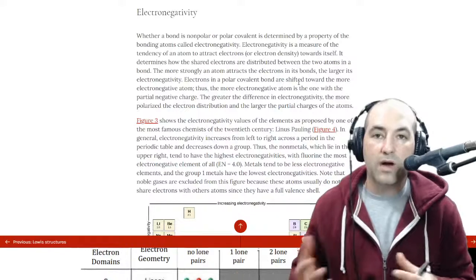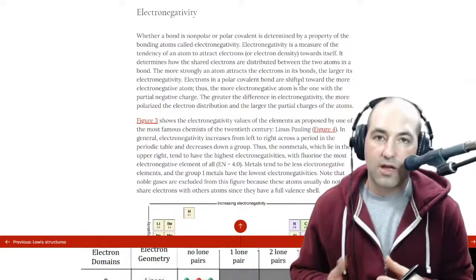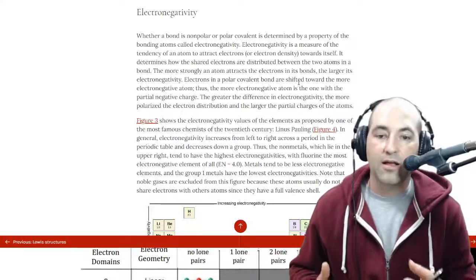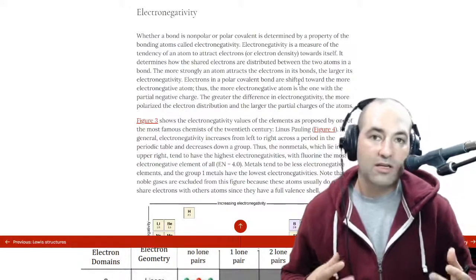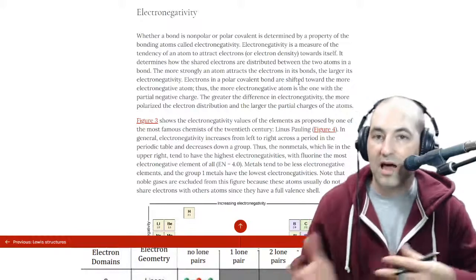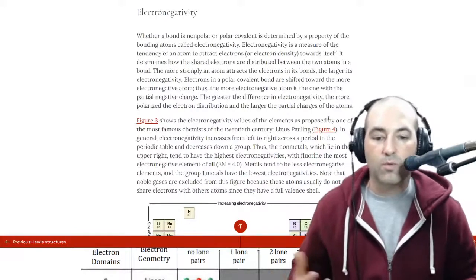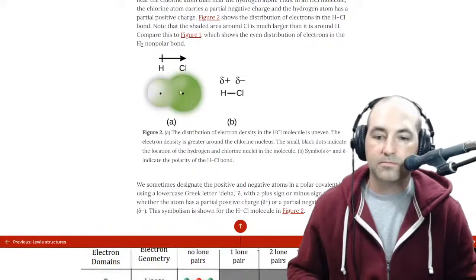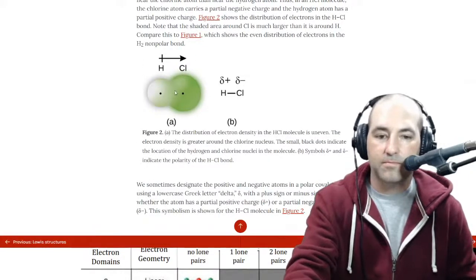So when 2 atoms are bonded, if those 2 atoms are different, like H and Cl or H and O or something like that, the electrons are not actually shared evenly between the 2 atoms. It's like lopsided. They get kind of pulled more to one side than the other. One picture of this is right here. So you can see this HCl bond.